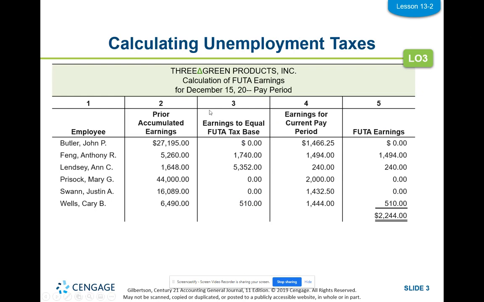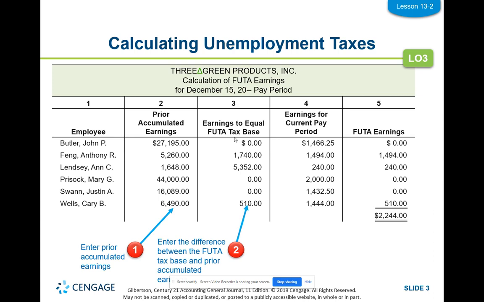So first of all, we have a chart here. We're going to list for the December 15th pay period, we have all of our employees. We listed what they had earned prior to this pay period. And remember, we could get that off of their payroll record. Okay, this number here to get to column 3 is we are going to enter the difference between the FUTA tax base and the prior accumulated earnings.